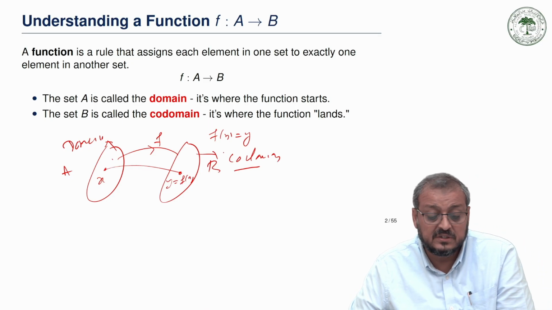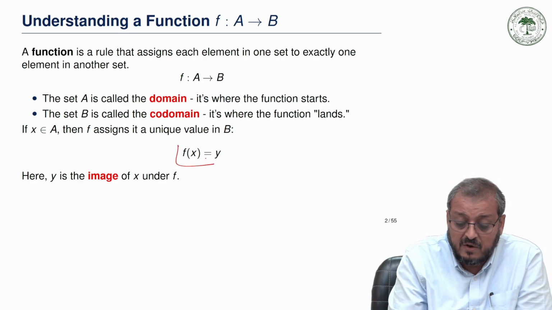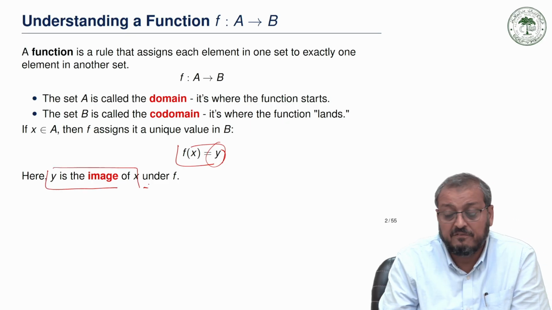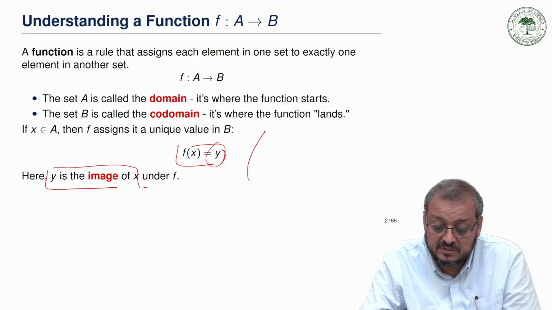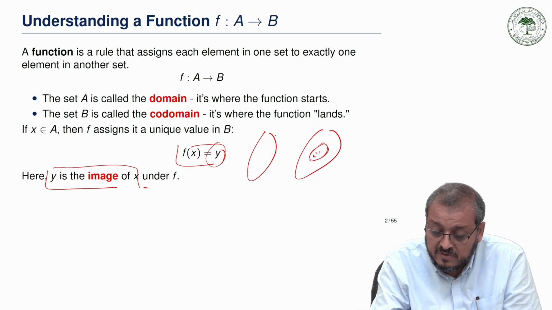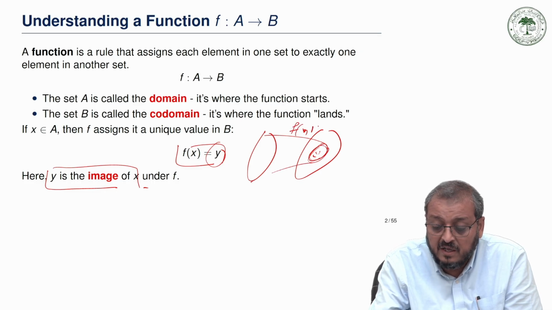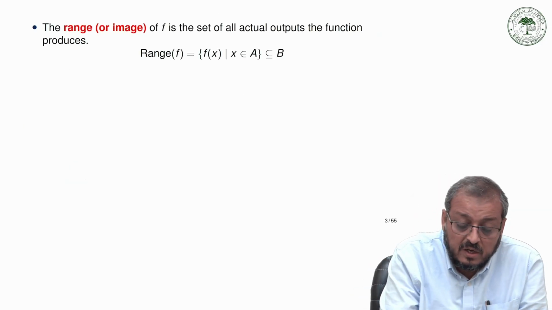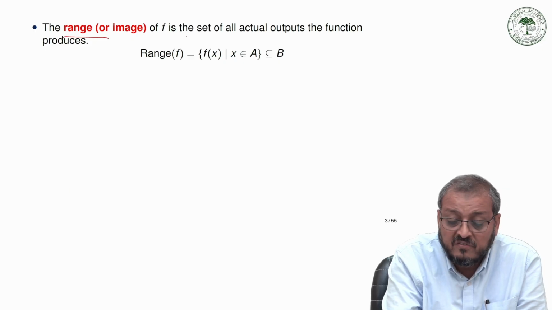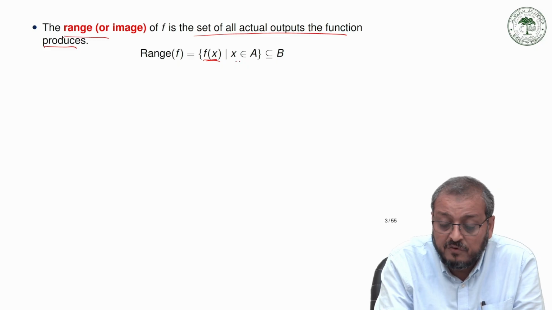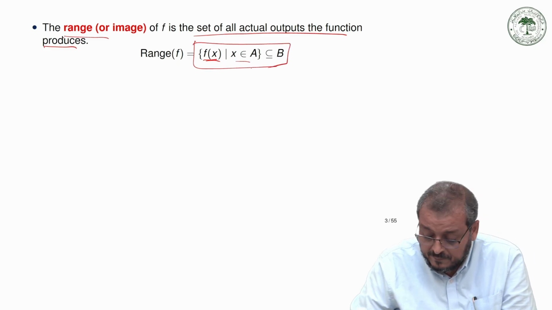When f assigns x to y, y is called the image of x under f. So what is the range or image? The range or image of f is the set of actual outputs of the function. So the range of f is f of A, which is clearly a subset of B.